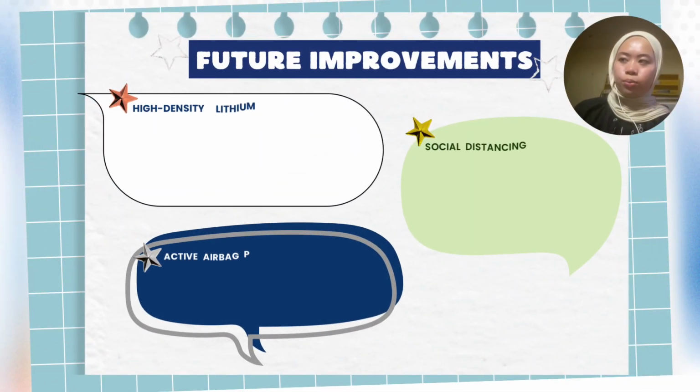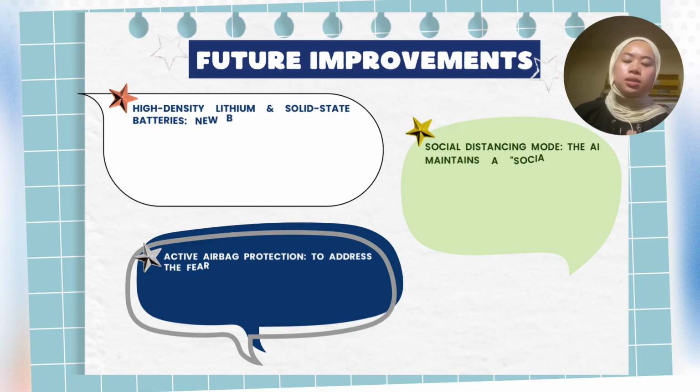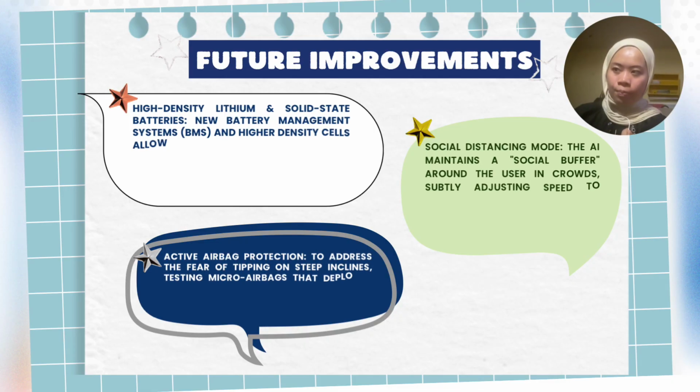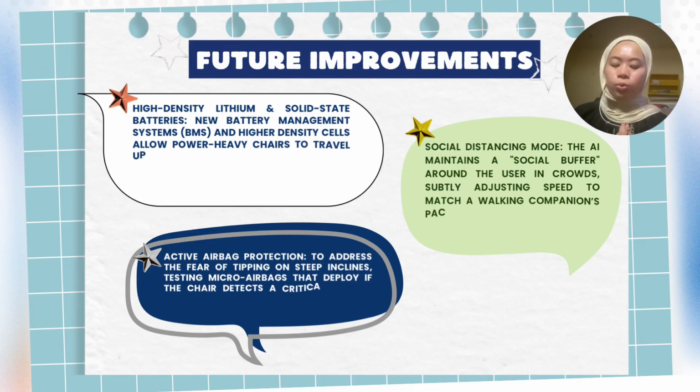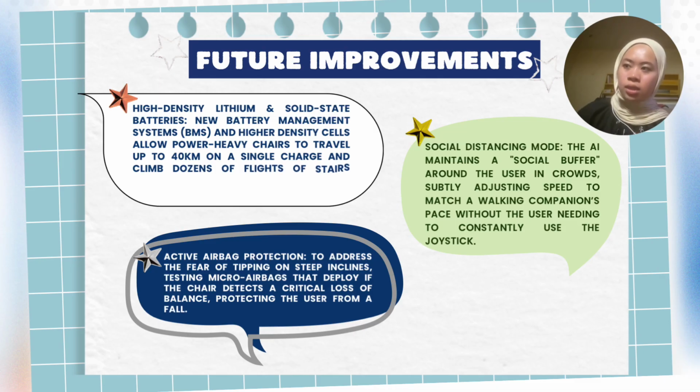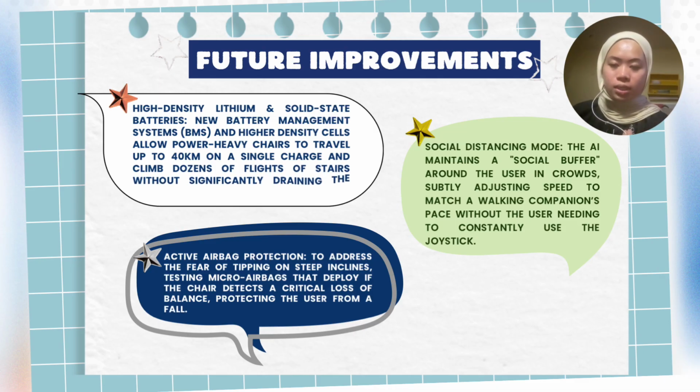Lastly, for future improvements, we have discussed as a team how we want to improve the multifunctional wheelchair. The first improvement that we want to do is to have high density lithium and solid state batteries, with a new battery management system, BMS, and higher density cells, allowing these power heavy chairs to travel a much longer distance on a single charge and climb dozens of flights of stairs without significantly draining the battery faster.